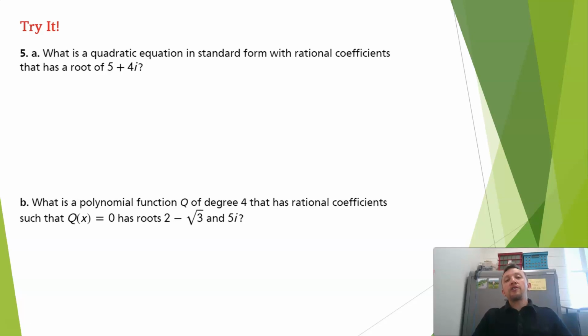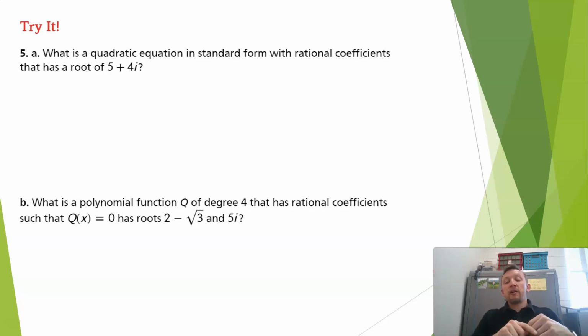All right, so I want you to do the same thing now. I want you to get these in factored form. So where it says standard form, don't worry about that. I want you to get these in factored form. So in the first example, they give us that one of the roots is 5 plus 4i. And so we want to get it in factored form. If we had another, what would the other root be then? And get that in factored form.